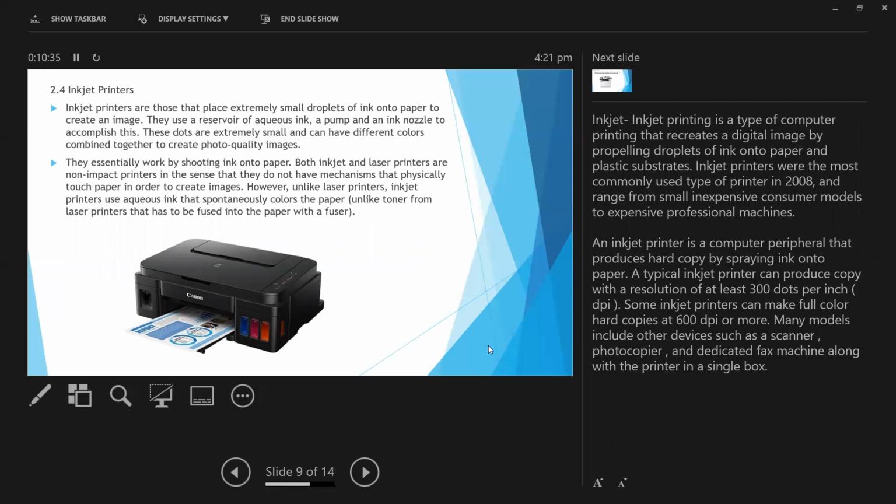Inkjet printers. Inkjet printers are those that place extremely small droplets of ink onto paper to create an image. They use a reservoir of aqueous ink, a pump, and an ink nozzle to accomplish this. These dots are extremely small and can have different colors combined together to create photo quality images. They essentially work by shooting ink onto paper.